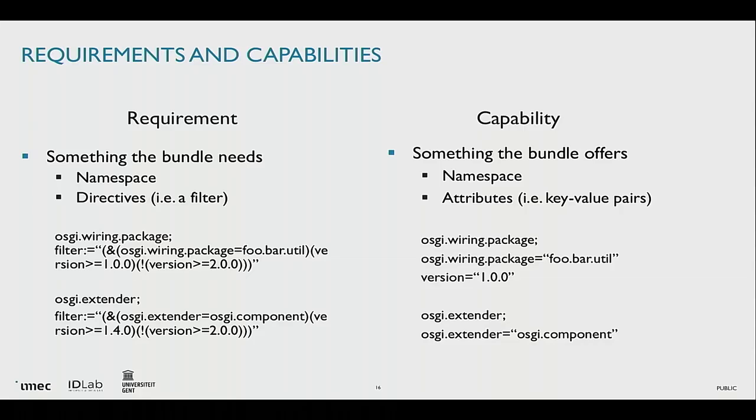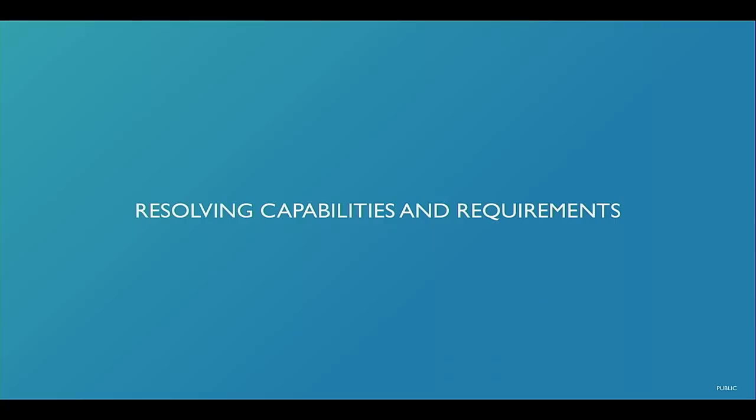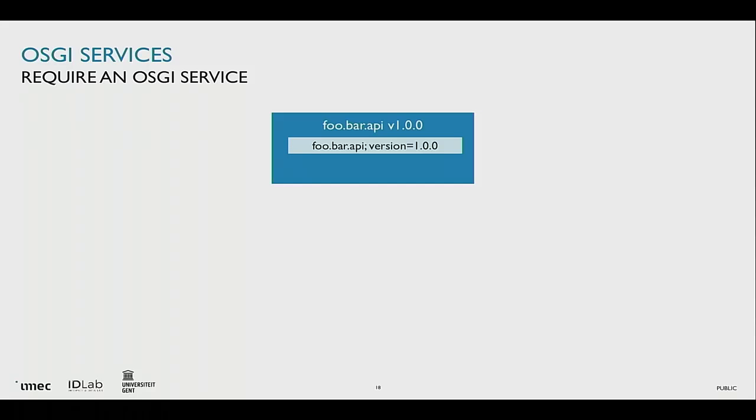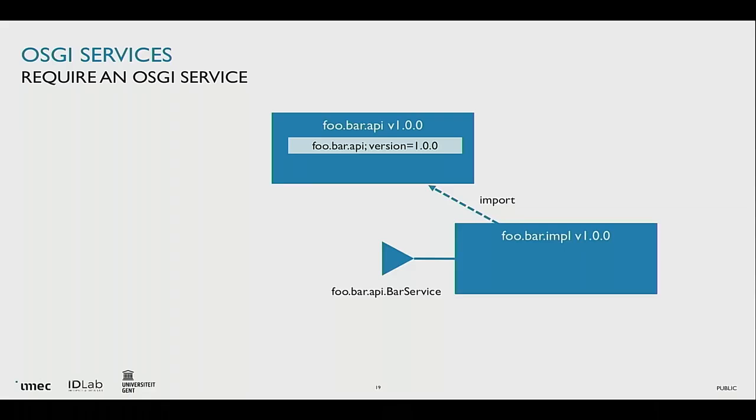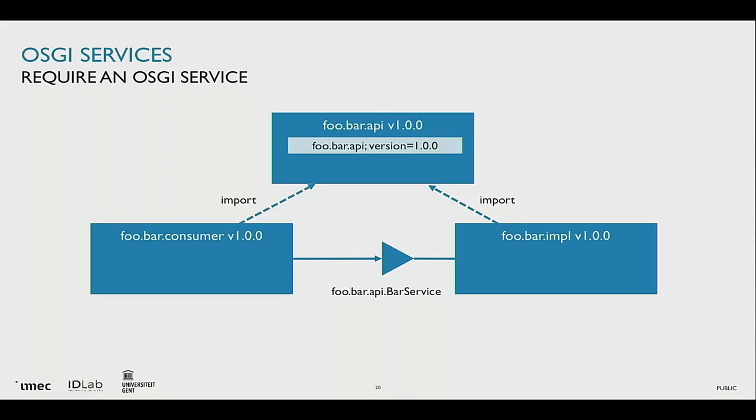So now that you know about requirements and capabilities, let's move on to the service concept. In OSGi, if you write a service, you typically start with an API. You have an API bundle that exports the API, and then you can use this bundle to put on the build path wherever you want to use this API. And then you have another bundle, the implementation, that basically implements the API and exposes this as a service. And then, of course, you need a consumer that also imports this API and that can then consume the service.